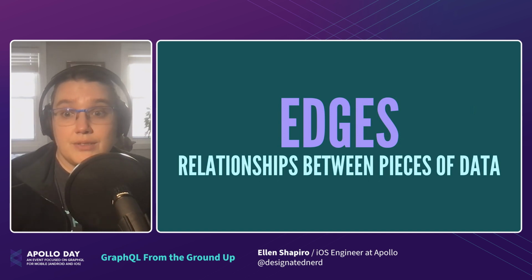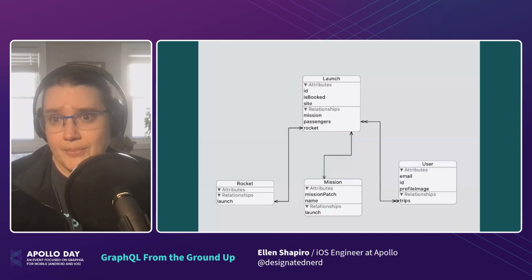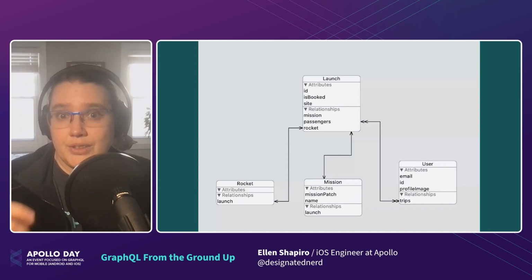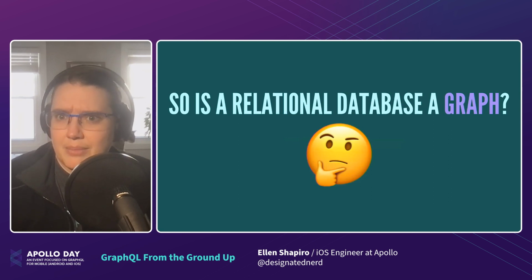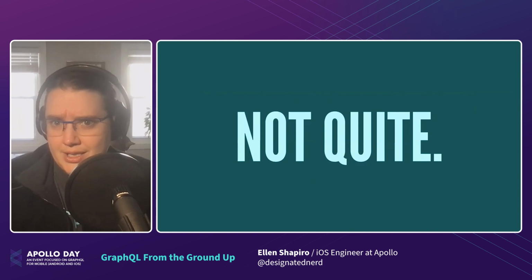Now, particularly for those of you who have previously done a lot of work with Core Data or other relational databases, this may sound a little bit familiar. This sounds just like the entities and the relationships in a Core Data database, and clearly there are some similarities. But does that mean that a relational database is a kind of graph? Well, not quite. There are some important differences.